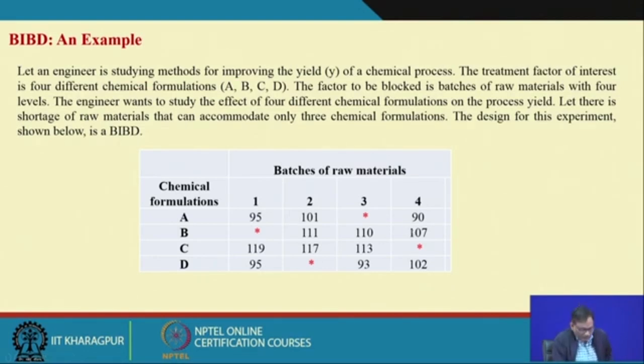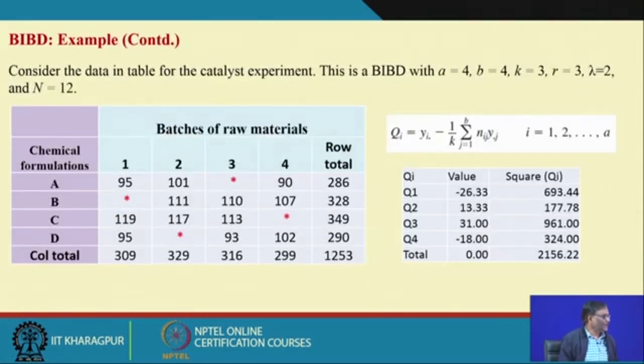Okay. So, with this data let us calculate. What we will do? a equal to 4, b equal to 4, k 3, r 3, so lambda will be 2. So, what is your lambda value? Your lambda value we have seen earlier, lambda value is this one I have given you.